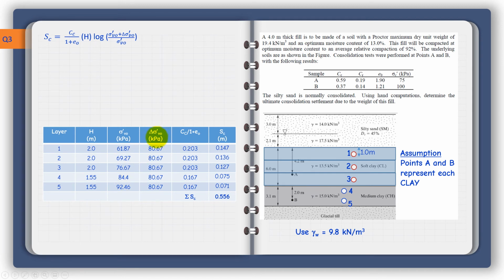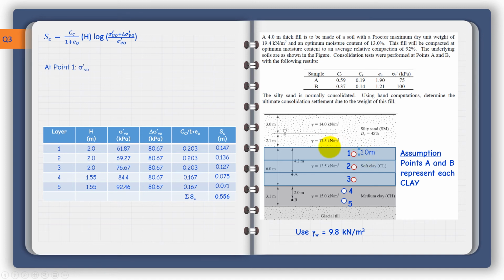And then the pressure increment coming from the fill will be felt exactly the same anywhere here. And its value from the previous slide was 80.67 when we multiplied 4 by 19.4 times 1 plus the moisture content. And here I have C sub C divided by 1 plus e naught, so that I can use the settlement formula here. And then when I multiply all these terms together, I get the settlement of the sublayer in question. And then I add them up. Let us try now for one of them.